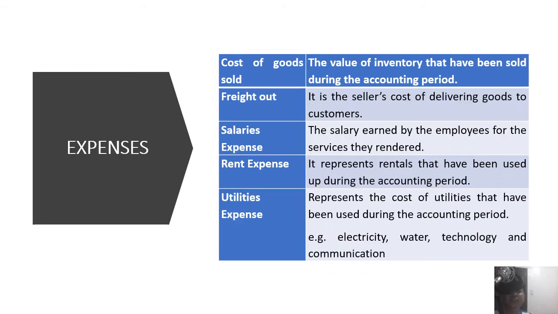Expenses. So, this is the last accounting element. Let us discuss which expense titles there are. First, cost of goods sold. It is the value of inventory that has been sold during the accounting period. So, that is what they call the capital. Right? You bought the goods, then you sold them. So, the value of the goods you sold is what we call cost of goods sold. You need to deduct it from the revenue. Cost of goods sold is the value of the goods you sold.